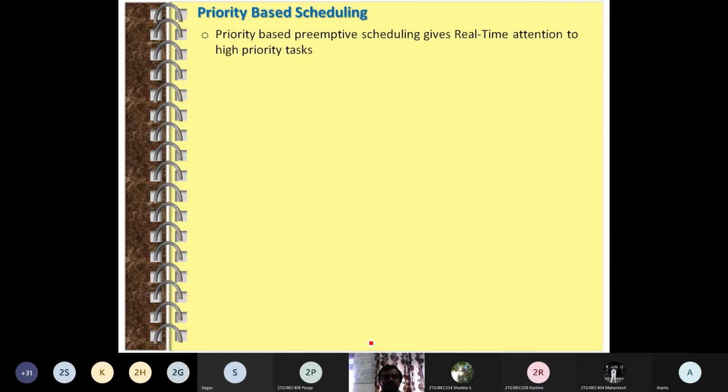Till completion. There is no time slot. It is not that you are priority 1 and need to execute only for this much time. No. Whatever time you need, that much is allocated to that particular high priority task. So it is adopted in systems which demand real-time behavior. Obviously, embedded systems are going to use priority-based scheduling most of the time.